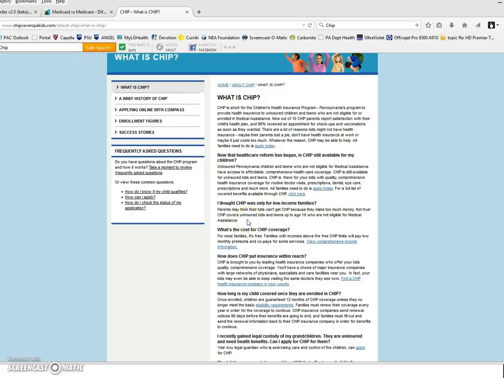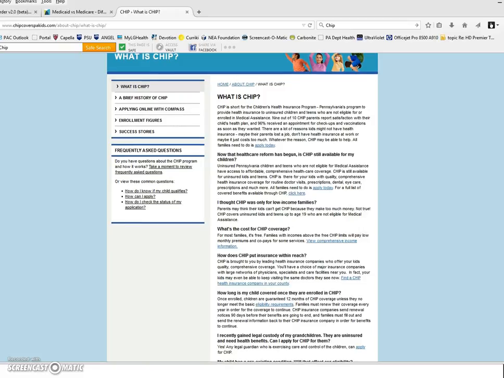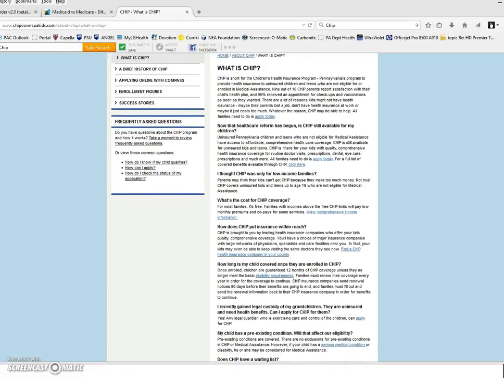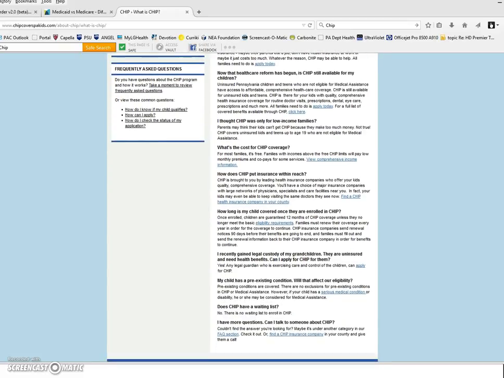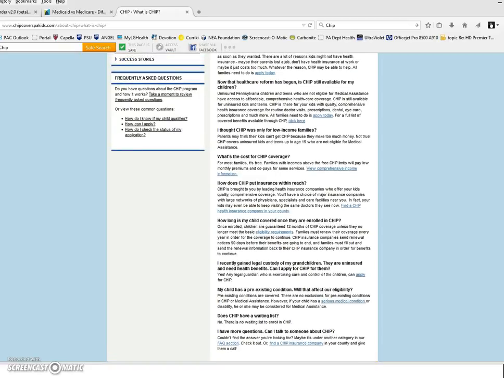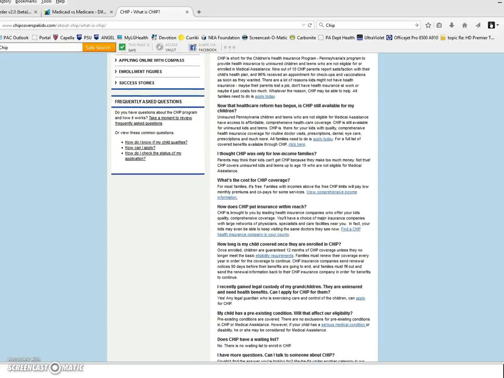Here it says parents may think their children can't get CHIP because they make too much money, but that's not true. CHIP covers uninsured kids and teens up to the age of 19 who are not eligible for medical assistance. And once again, if you want to read through some of this information, it's certainly good to know for all of the different populations that we serve.